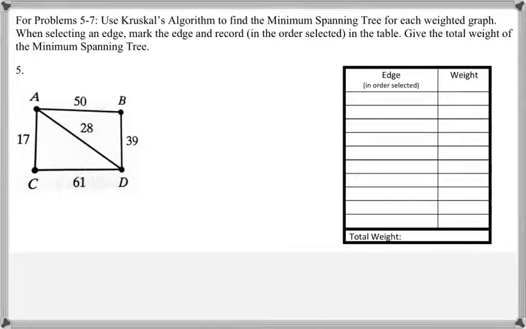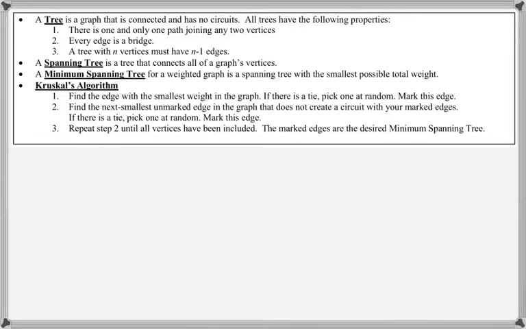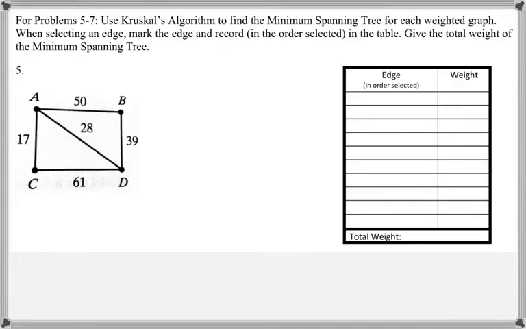Now, because our graph has 4 total vertices, and for any tree, if you have n vertices, you must have n minus 1 edges, which means we're going to have 4 minus 1, or 3 edges that we must select.